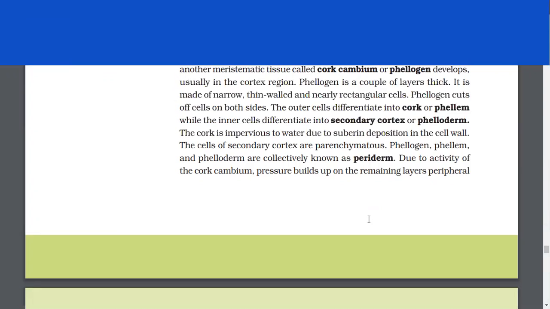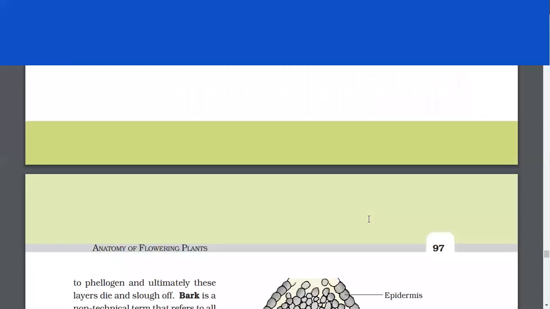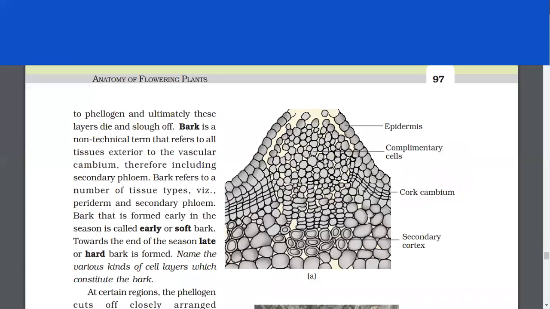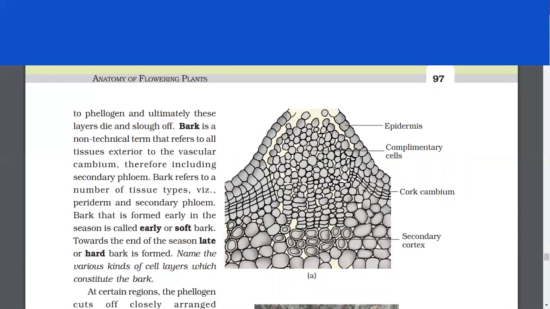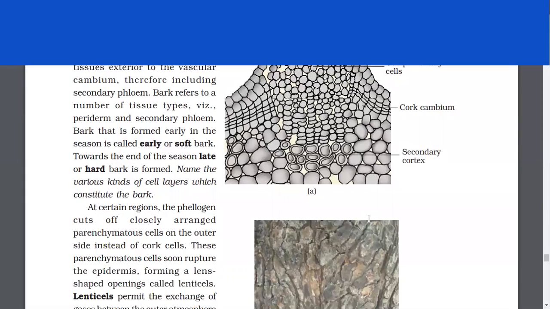Due to the activity of cork cambium, pressure builds up on the remaining layers peripheral to phellogen, and ultimately these layers die and slough off. Bark is a non-technical term that refers to all tissues exterior to the vascular cambium, therefore including secondary phloem. Bark refers to a number of tissues, including periderm and secondary phloem. Bark that is formed early in the season is called early or soft bark. Towards the end of the season, late or hard bark is formed.